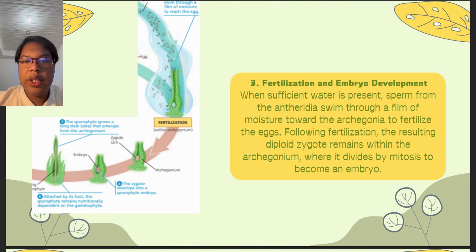So now we move on to the third segment, which focuses on fertilization and embryo development. When water is present, the sperm from the antheridia swim through a thin film of moisture toward the archegonia to reach the egg. Fertilization happens here, forming a diploid zygote. This zygote then stays inside the archegonium and develops into an embryo through mitosis.